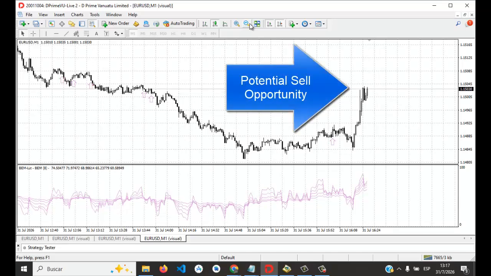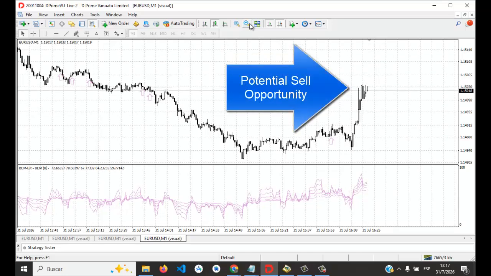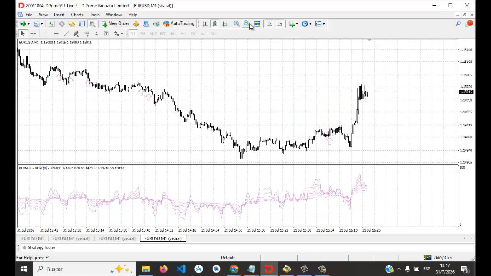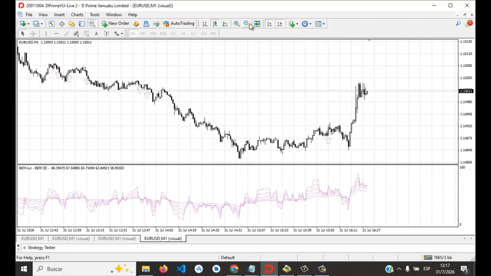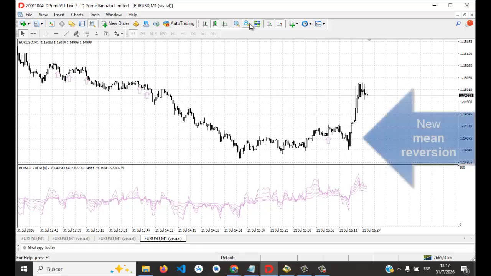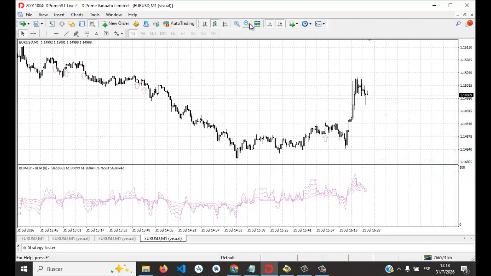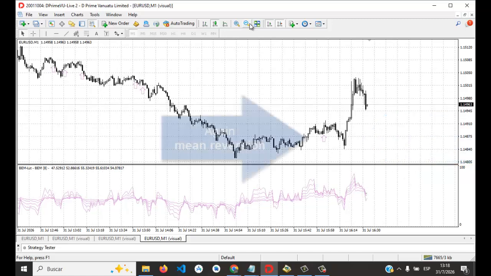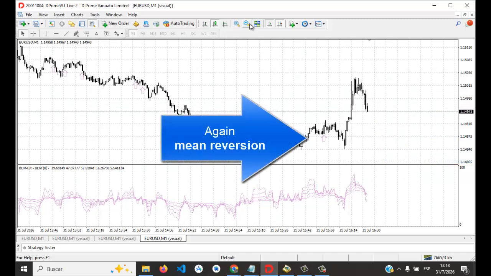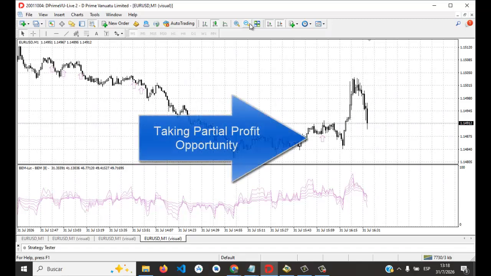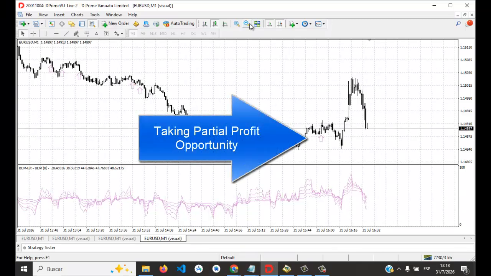Potential sell opportunity. New mean reversion. Again, mean reversion. Taking partial profit opportunity.